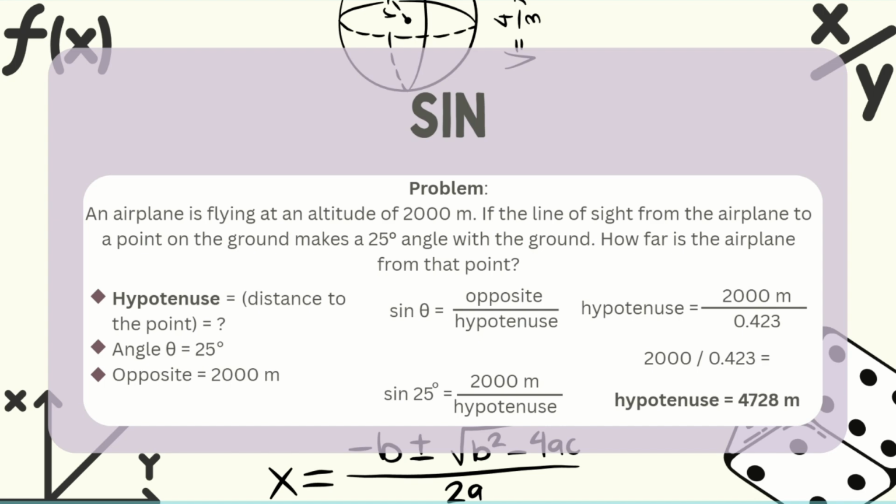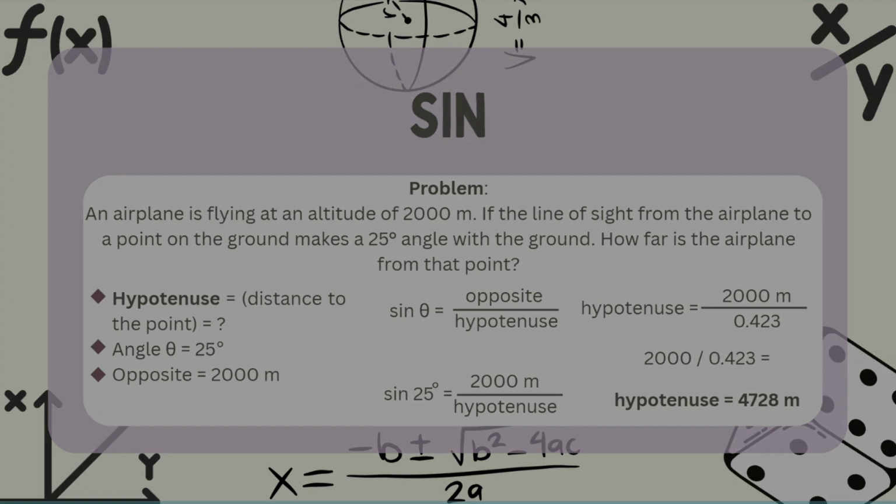Using the formula, we will now find the hypotenuse, because the sin and the opposite are already given. So we just do the same thing again, like what we used with the other two problems. We use sin and we input the angle. We then use the given opposite, which gives 4,728 meters.